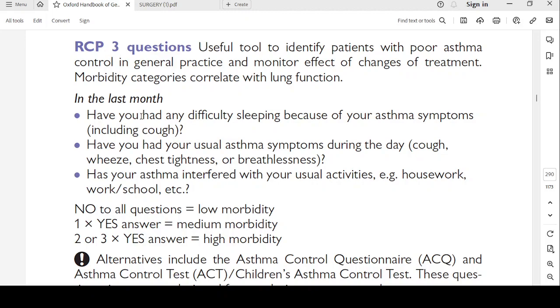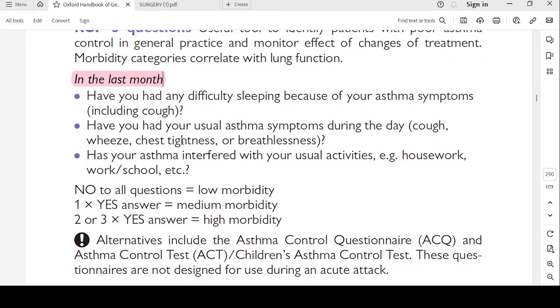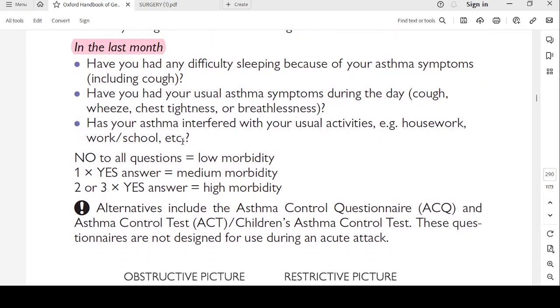In the last month, have you had? So these are RCP 3 questions which help in seeing the control of asthma. Have you had any difficulty sleeping because of your asthma symptoms, including cough? Have you had your usual asthma symptoms during the day: cough, wheeze, chest tightness, or breathlessness? Has your asthma interfered with your usual activities, for example housework, work, or school?